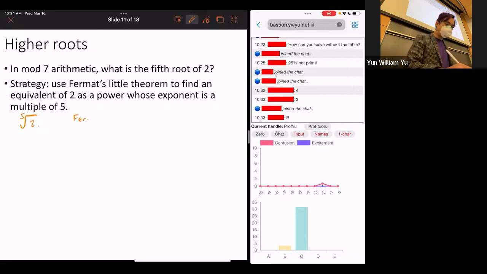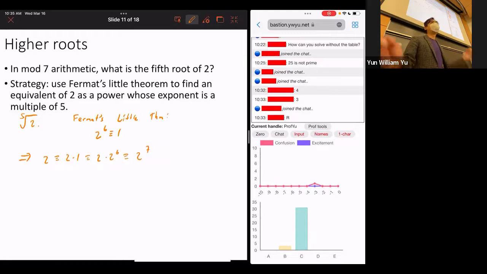Well, remember Fermat's little theorem, which is 2 to the 6 is congruent to 1, right? So if 2 to the 6 is congruent to 1, then that implies that 2 is congruent to 2 times 1, which is congruent to 2 times 2 to the 6, which is congruent to 2 to the 7, right? So earlier, we were using this method to take big powers and make them smaller. But of course, you can also use this method to make little powers and make them bigger. Now, why would you want to do this? Well, because as you make these powers bigger, maybe you'll find one that's divisible by 5.